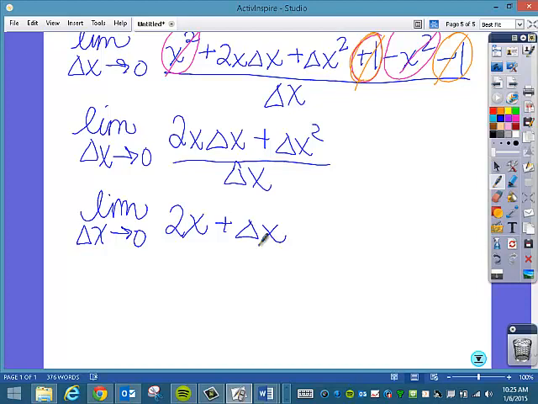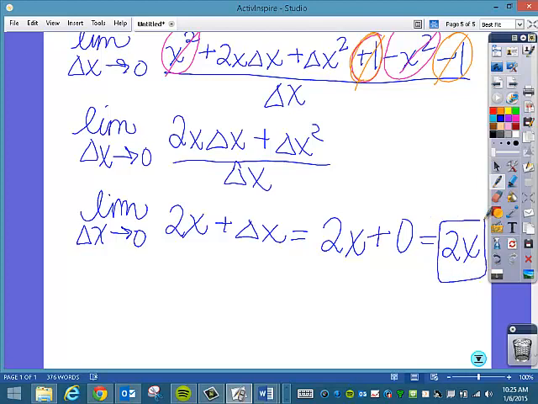So when I'm evaluating limits, remember you can't have 0 in your denominator. That was always kind of the problem with this: I had delta x in my denominator, so if I was going to plug 0 in for delta x, I'd have 0 in my denominator. Well, now that I've reduced this and my delta x in my denominator has canceled out, I'm just going to plug 0 in for delta x. So this equals 2x plus 0. I plugged 0 in for delta x, and now I'm just left with 2x.